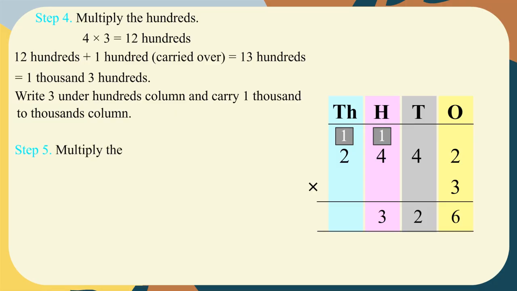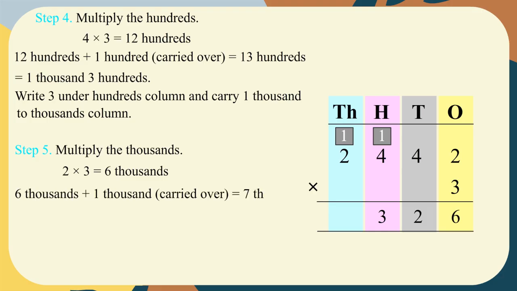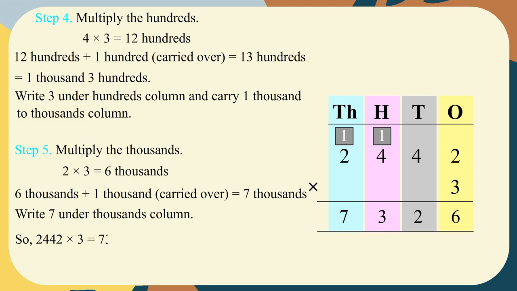Step 5. Multiply the thousands. 2 multiplied by 3 is equal to 6 thousands. 6 thousands plus 1,000 carried over is equal to 7 thousands. Write 7 under the thousands column. So 2442 multiplied by 3 is equal to 7326.